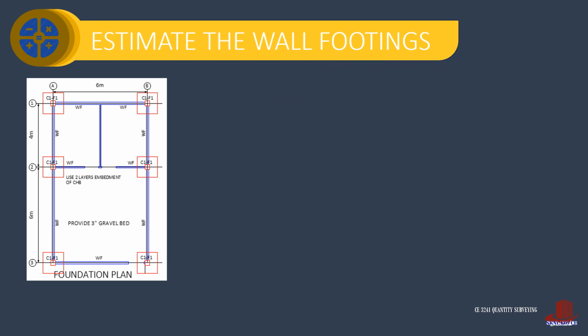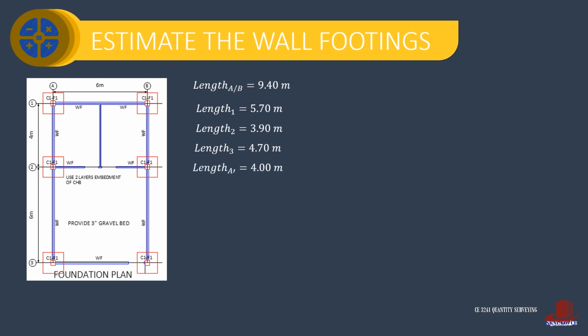From what we have computed, the long spans on grids A and B are 9.4. On grid 1 is 5.7. On grid 2 is 3.9. Grid 3 has 4.7 meters. Then don't forget the wall footing for the partition between grids A and B. It takes the full length of 4 meters.